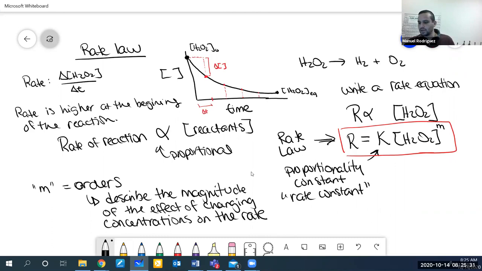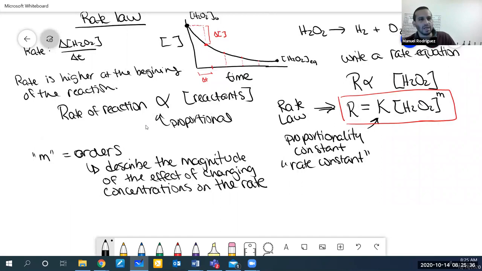So those exponents just came because we initially thought that R will equal K times the concentration will give us our rate. Like that was just ideal. However, sometimes changing concentrations of one thing will actually have a bigger or lesser effect than others. Good? And this is sort of like the example.